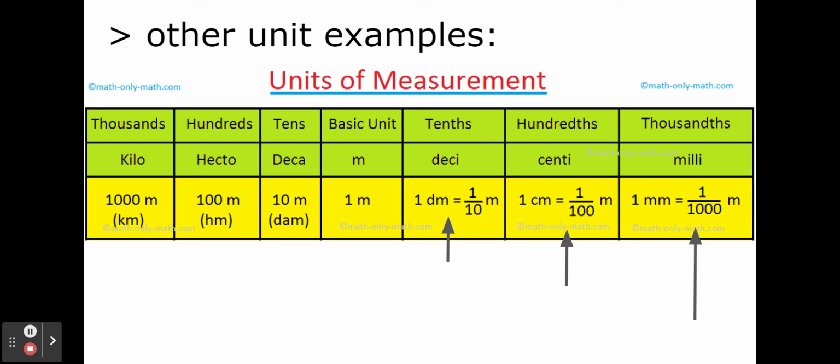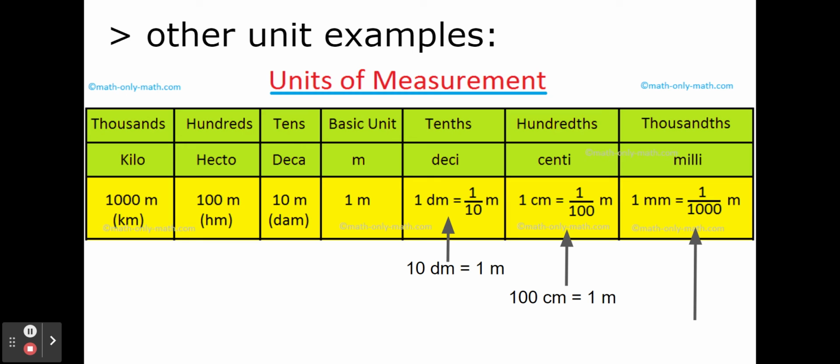So other units of measurement that we have here: our base unit for length is meters. Then we can get bigger. We can go to a decameter, which is 10 meters, a hectometer, which is 100 meters, or a kilometer, which is 1,000 meters. Or we can get smaller from that base unit. A decimeter is 1/10 of a meter, or you could think of it as 10 decimeters equals 1 meter. A hundredth of a meter is a centimeter. So either 1/100th of a meter is equal to 1 centimeter, or 100 centimeters equals 1 meter.